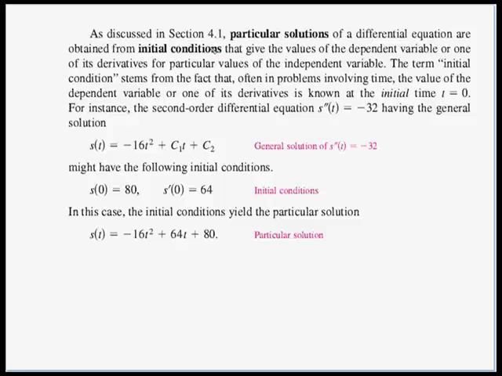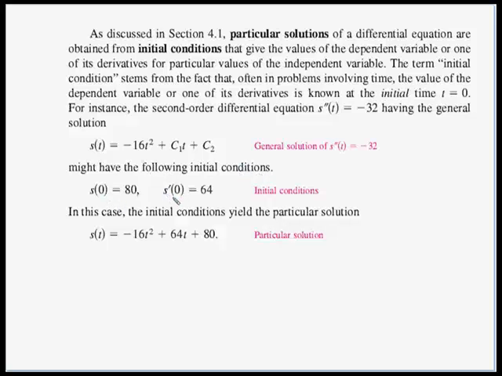As discussed a couple chapters ago, particular solutions of a differential equation are obtained from given initial conditions. These give the values of the dependent variable or one of its derivatives for particular values of the independent variable. The term initial condition stems from the fact that often in problems involving time, the value of the dependent variable or one of its derivatives is known at the initial time t equals 0.